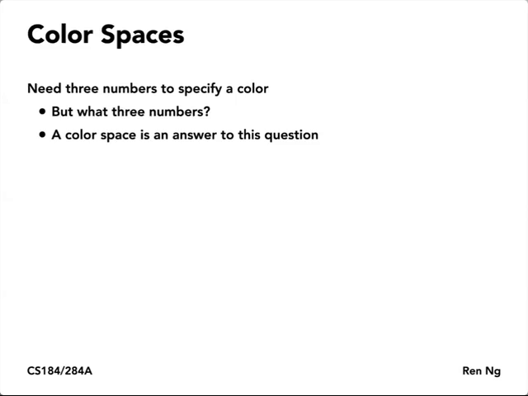But what 3 numbers to use? We've already looked at a bunch of different examples. LMS, I mentioned this XYZ thing. We've looked at RGB as an example for specific RGB pixels and had a bit of discussion about that. But this is a general discussion of color spaces. What 3 numbers should we use in our file formats to represent colors? And a color space is an answer to that question.